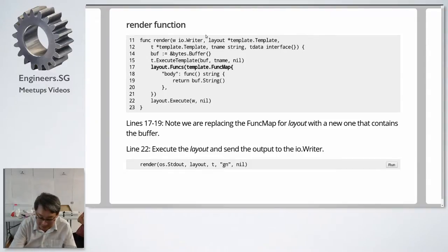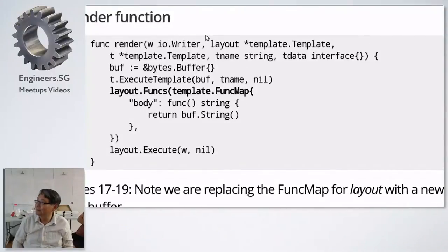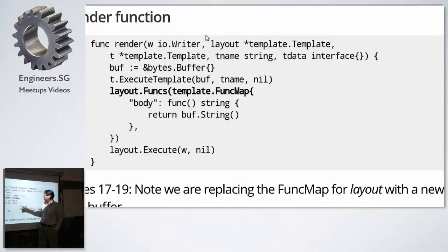You can capture it to a buffer. And this is the interesting part. I can define a body function that takes nothing for its input and outputs a string and returns the buffer string. So this function basically captures some output and sticks it into the body tag, if you like.